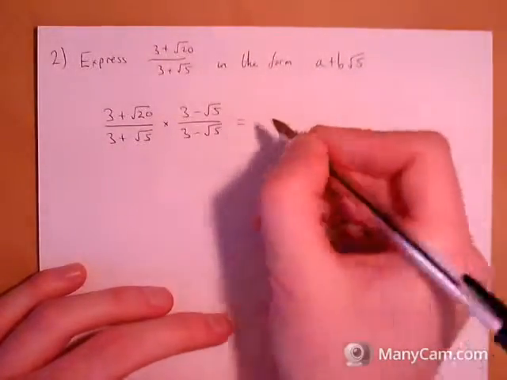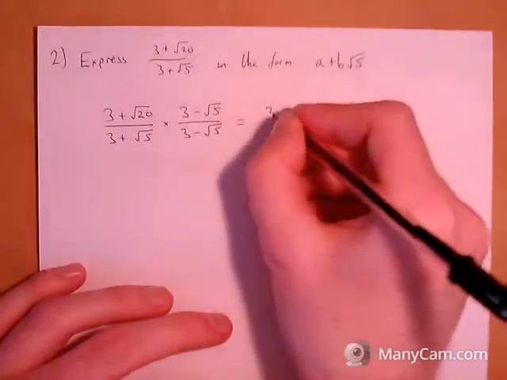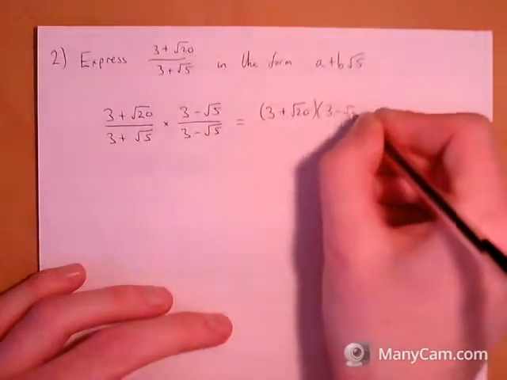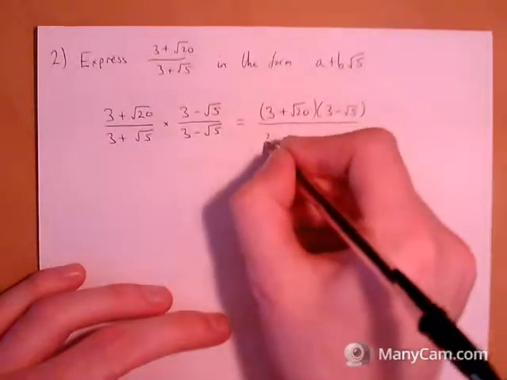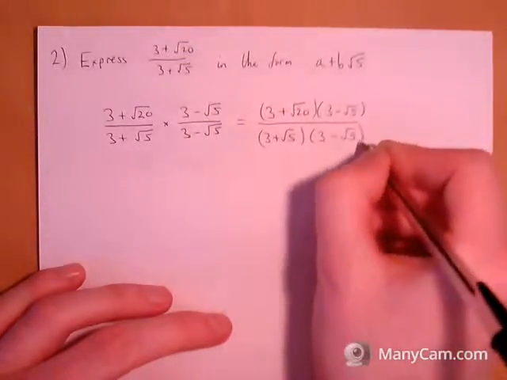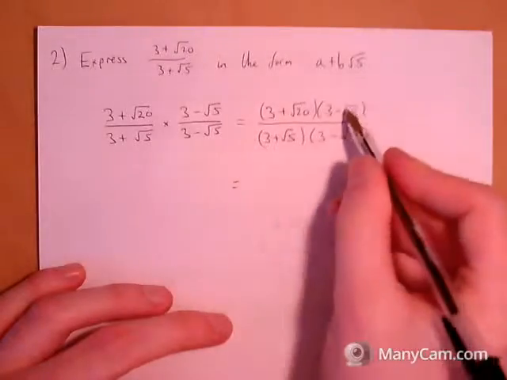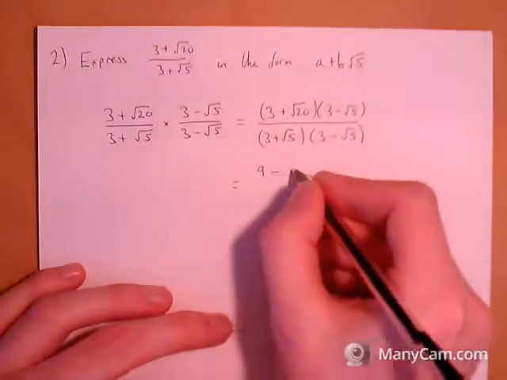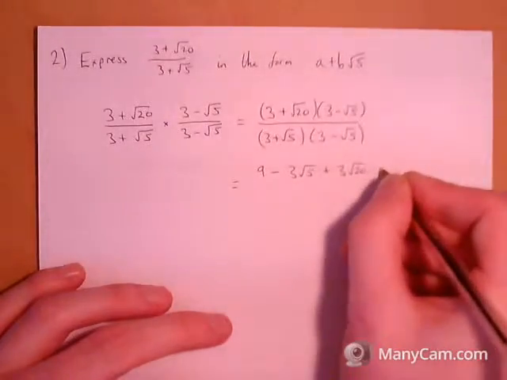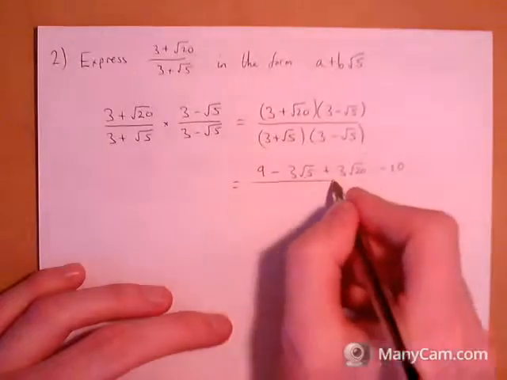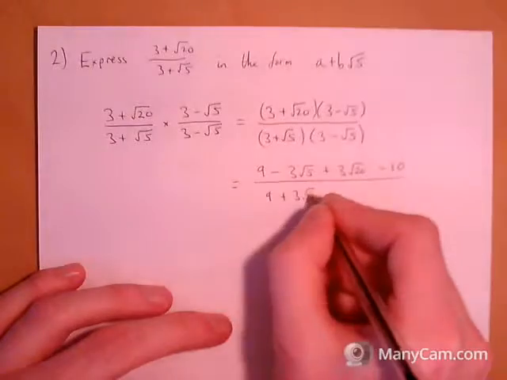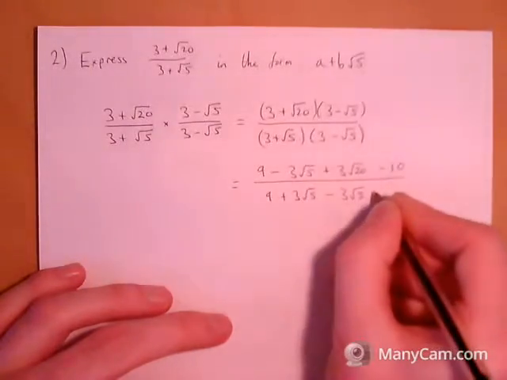So if I was going to expand these out, I'm going to put it all over one fraction, 3 plus root 20 multiplied by 3 minus root 5, and then on the bottom it's going to be 3 plus root 5 multiplied by 3 minus root 5. And if I go through and expand out the top bracket, I'm going to end up with 9, take away 3 root 5, plus 3 root 20, take away 10. And then on the bottom, I'm going to end up with 9 plus 3 root 5 minus 3 root 5, take away 5.